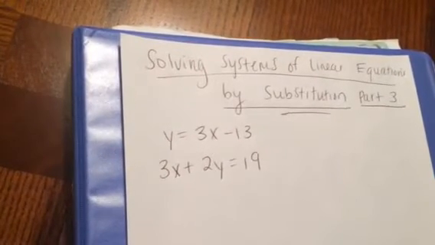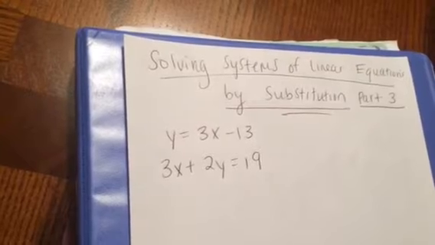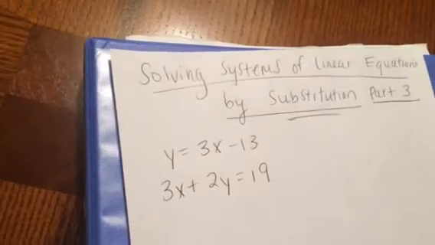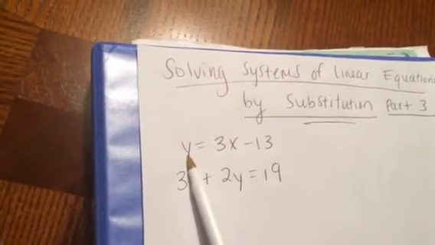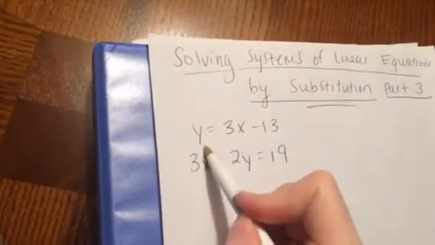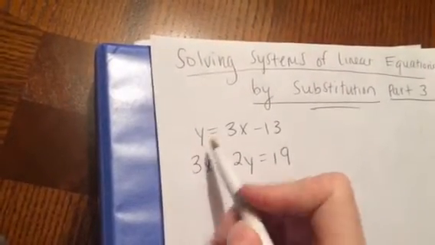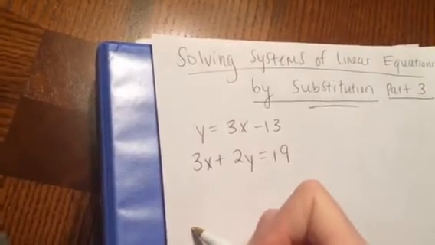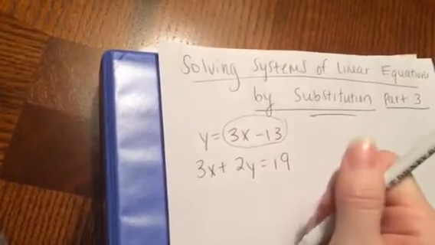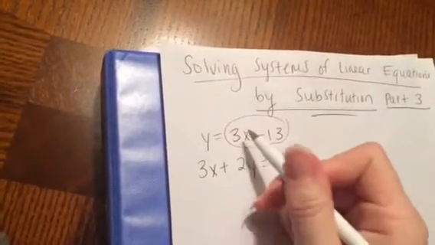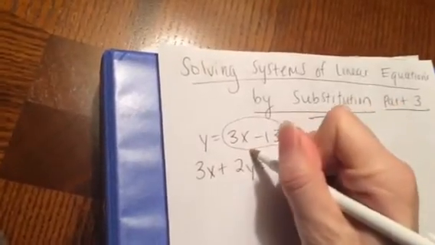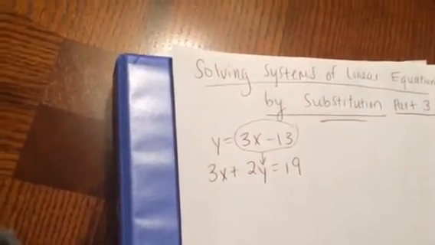Okay, you're going to begin by solving for a variable in either equation. The easiest way would be to see that y is already solved for up here. We know that y equals 3x minus 13. Therefore, we're going to use this first equation to help us solve the system. So what we're going to do is plug this whole part into our y value down here.